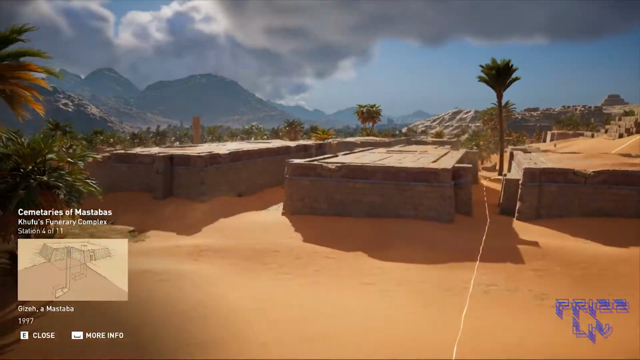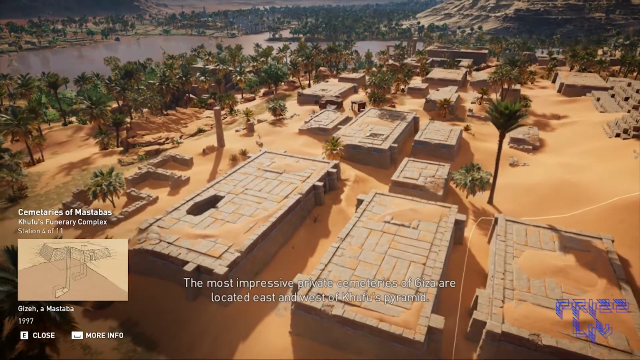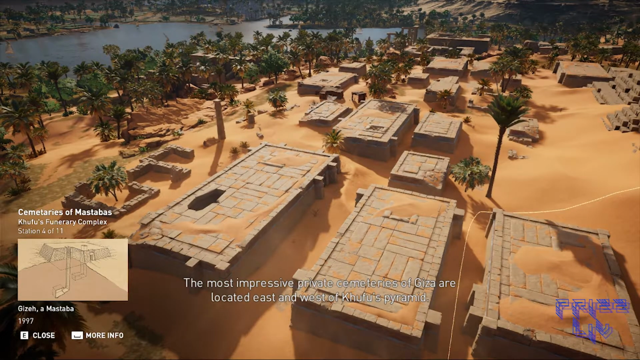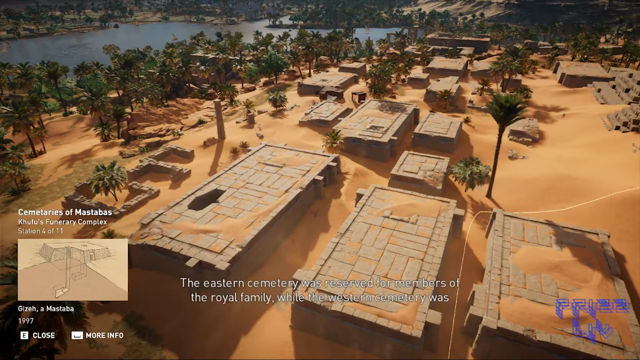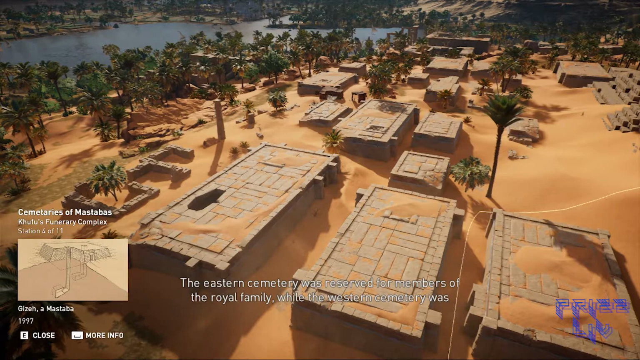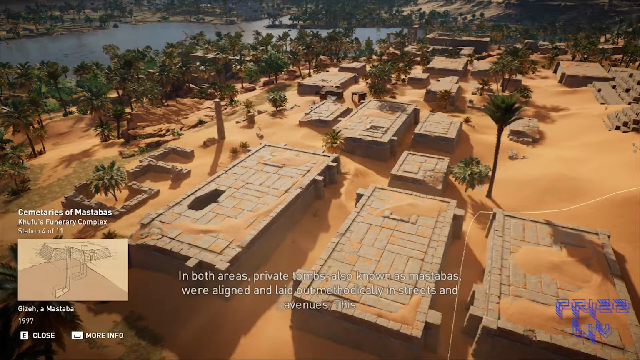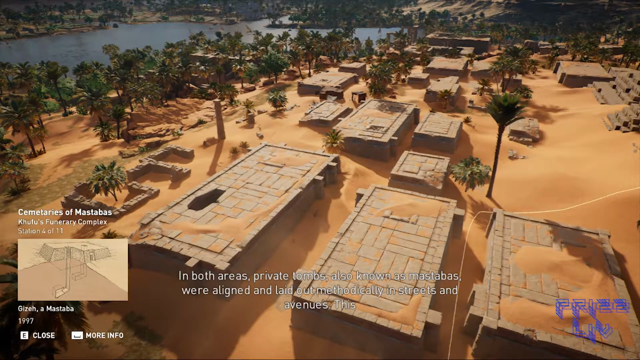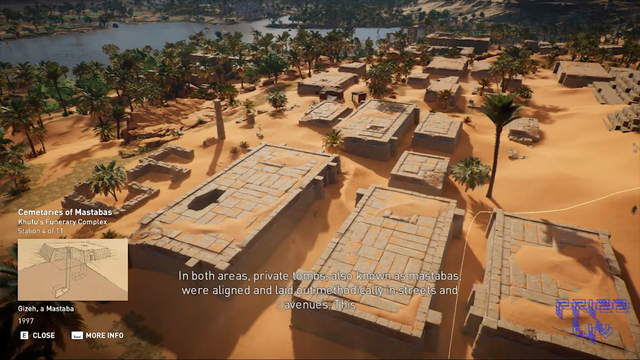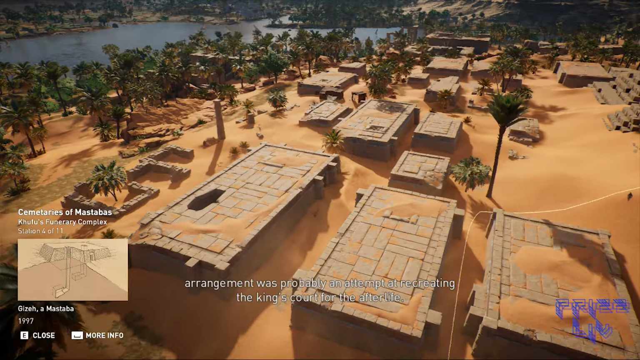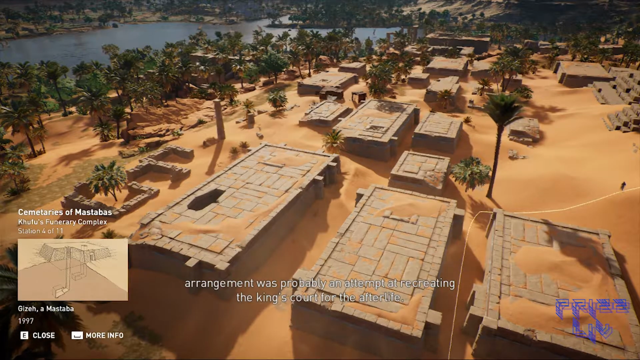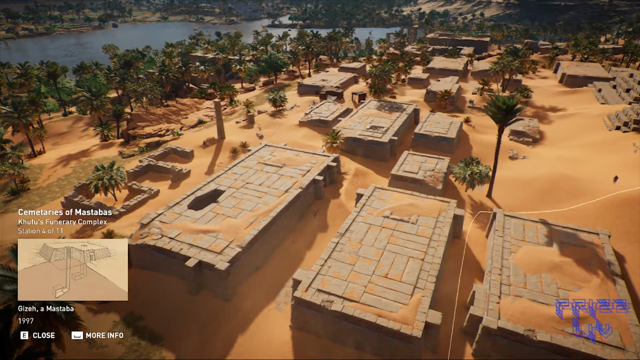The most impressive private cemeteries of Giza are located east and west of Khufu's pyramid. The Eastern Cemetery was reserved for members of the royal family, while the Western Cemetery was mostly set aside for various court dignitaries. In both areas, private tombs, also known as mastabas, were aligned and laid out methodically in streets and avenues. This arrangement was probably an attempt at recreating the king's court for the afterlife.